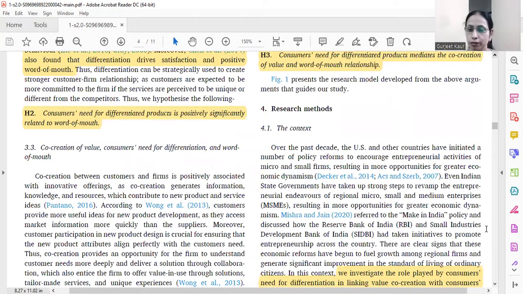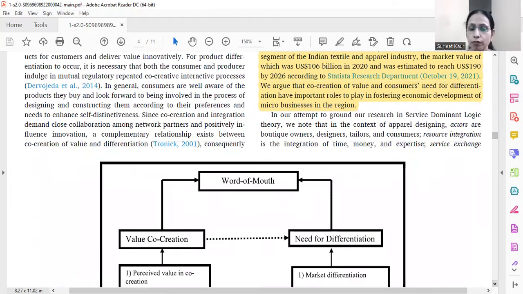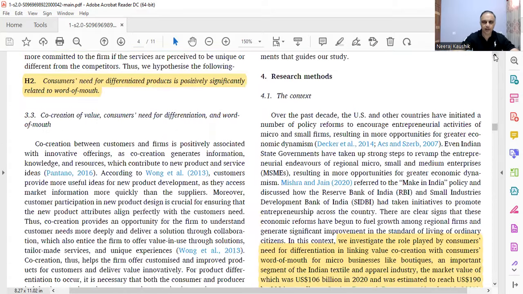Is it fine, sir? Any questions, sir? Yes, ma'am. The constructs, are they second order constructs? So in this case, the two constructs, the co-creation of value and the need for differentiation, these both are second order constructs, where word of mouth is a first order construct, sir. Okay. And both are reflective. Yes, both value co-creation and need for differentiation are reflective constructs. Yes, sir. It's clear now.